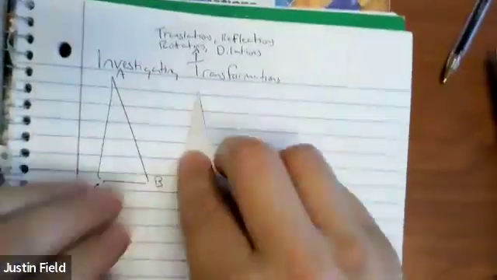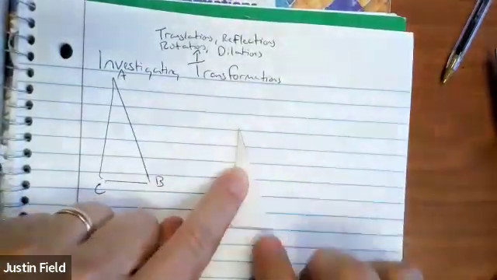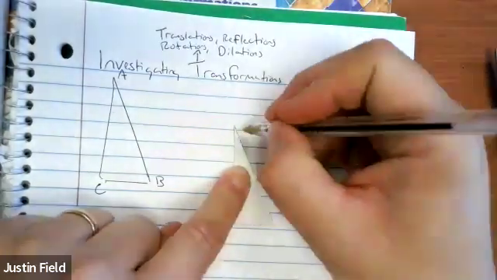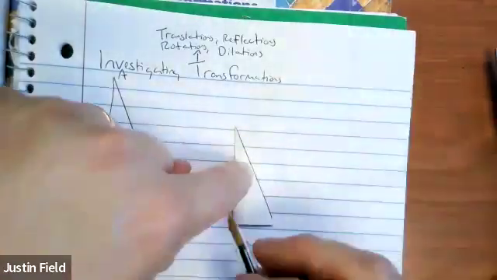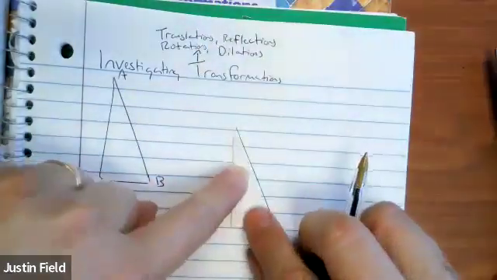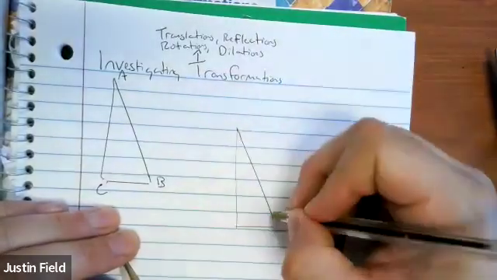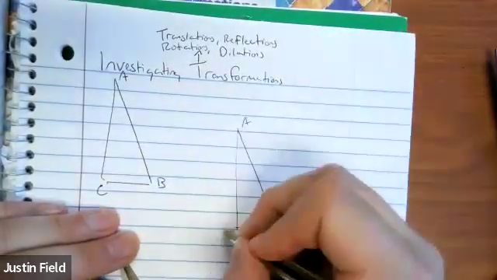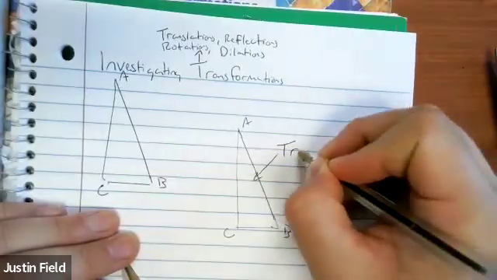So we are going to take our triangle, and the first thing we're going to do is just translate it. So move it down on the page, but do not turn it. No turns allowed for the translations. Just going to go straight down like this. So B, A, C, and then we can write, this is a translation.